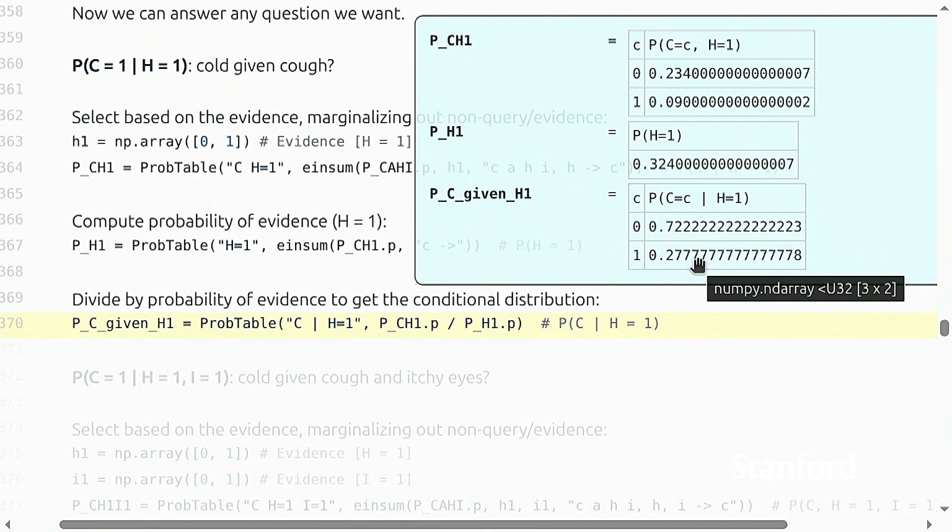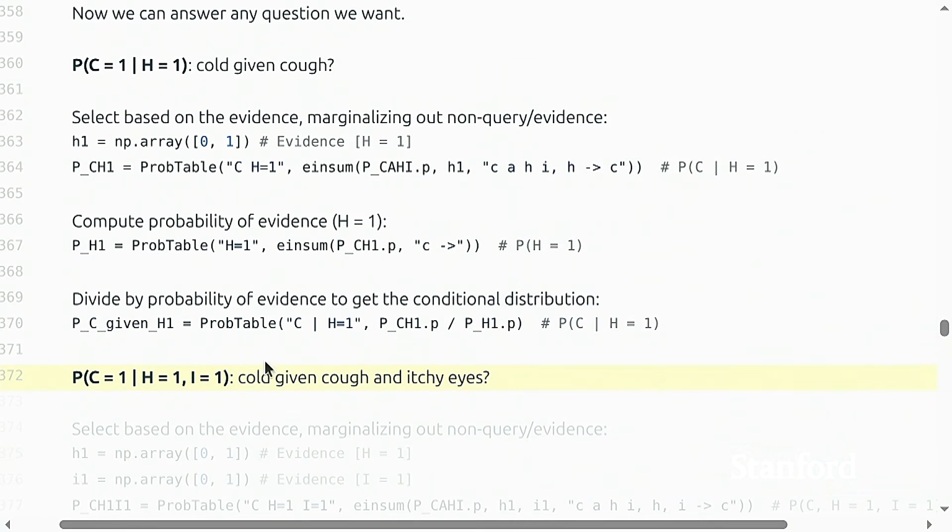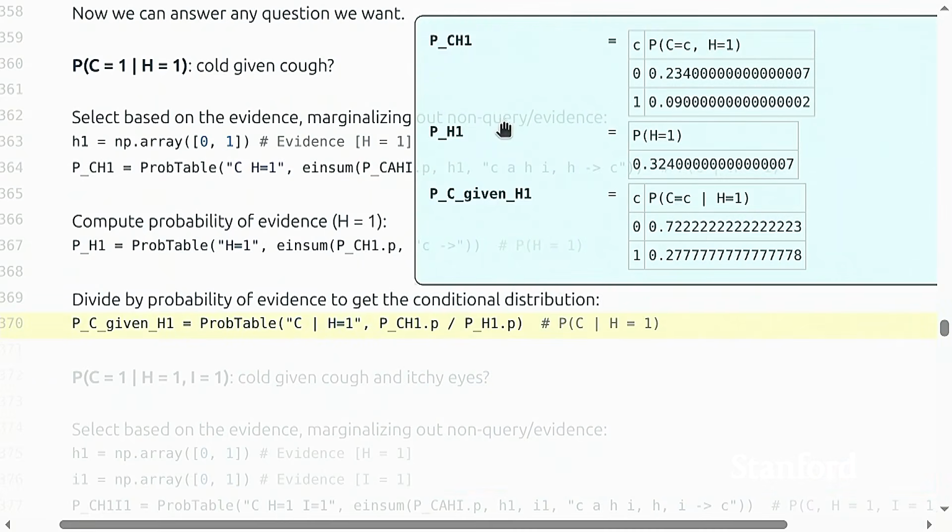Okay, so let's do another one. Let's compute the probability you have a cold given you have a cough and itchy eyes. So now let me ask you this question. This probability was 0.28. What do people think about if you have itchy eyes? Does that increase, decrease, or keep the probability of the cold the same?